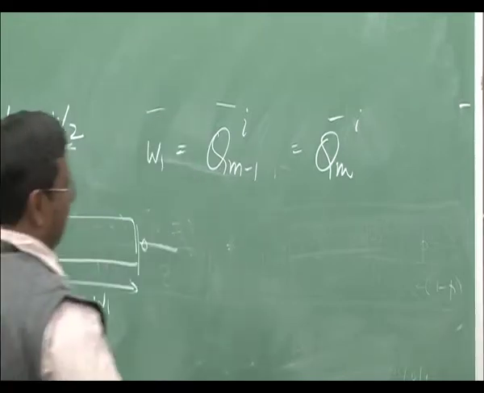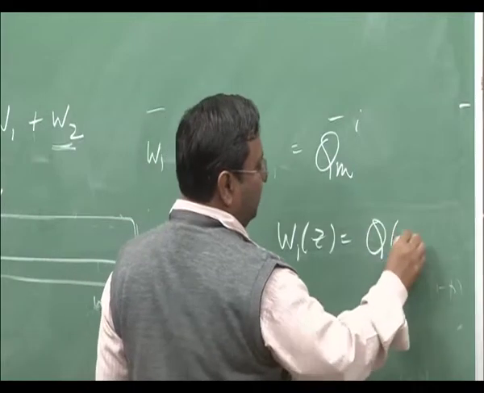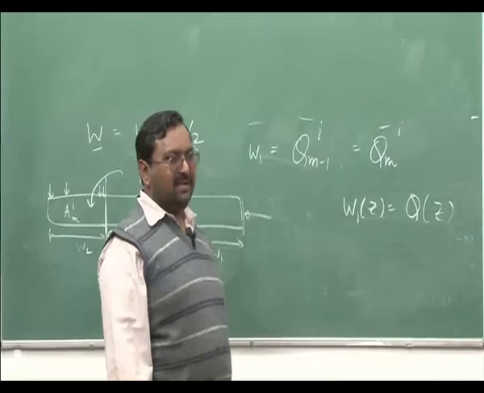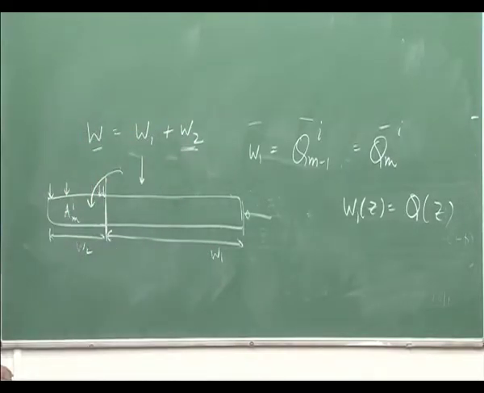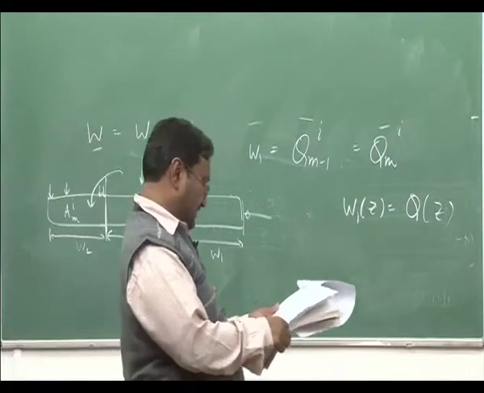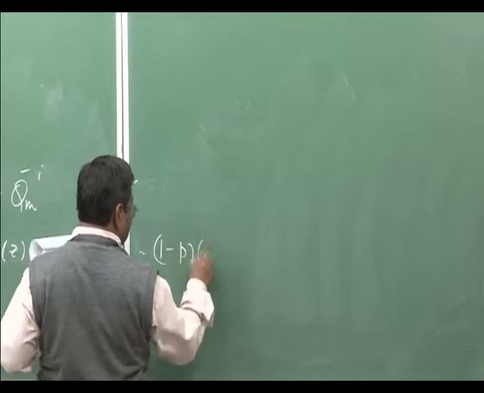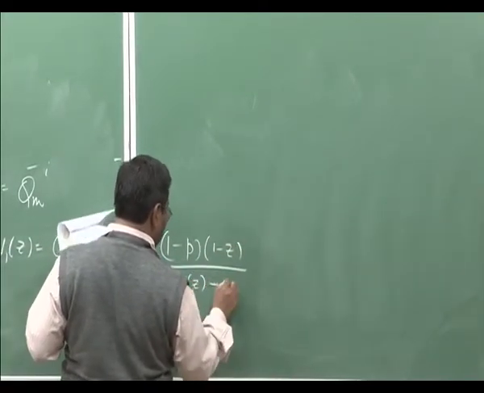So what is the W1(z)? The PGF of this will be nothing but Q(z), whatever we have solved earlier. The same PGF will be used here. W2 is a slightly tricky part. So W1(z) is nothing but (1 minus P)(1 minus z) over (A(z) minus z).